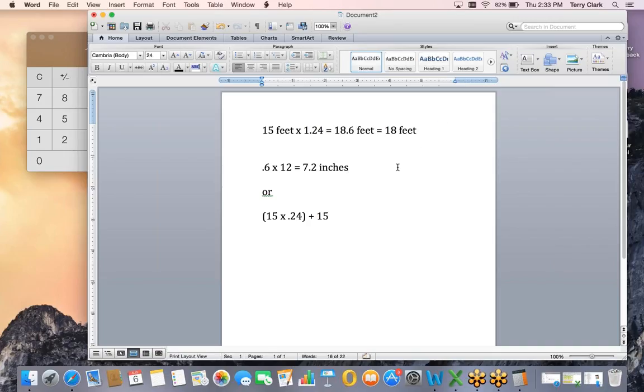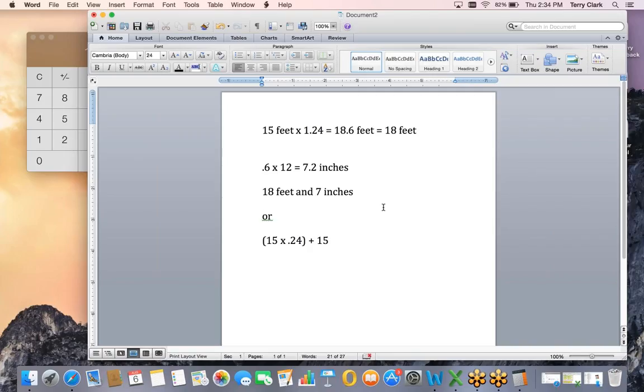So our final answer is going to be 18 feet and 7 inches. Okay, so that's our answer, 18 feet and 7 inches. So that's what we have to do to convert from feet to inches. Now, if you don't make that conversion, then most of your answers will be off by a tenth, but nonetheless, they'll still be wrong. So we want to make sure we're doing that.